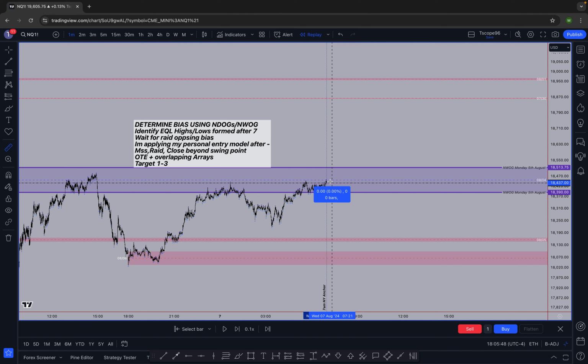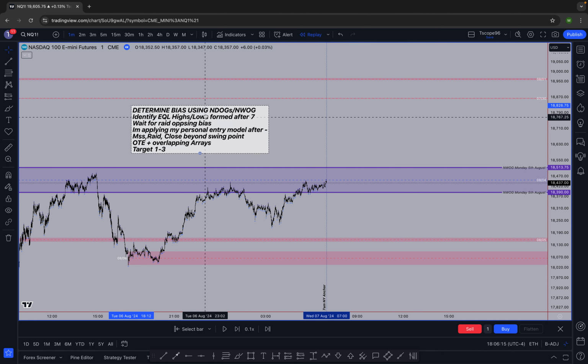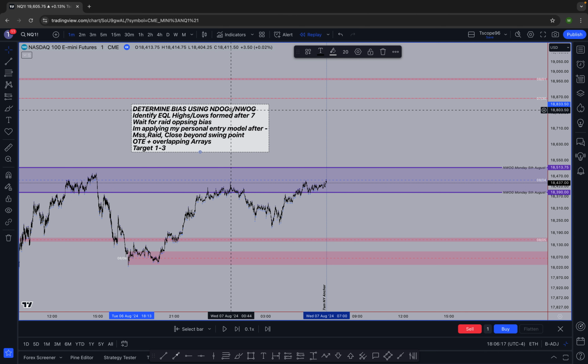So from the exact price at 7 o'clock right now, the start of the New York session, we are about 424 points below these and 268 points above these two down here. So for backtesting purposes, I'm gonna use these two as my draw. So we've determined what our bias is using the new day opening gaps.